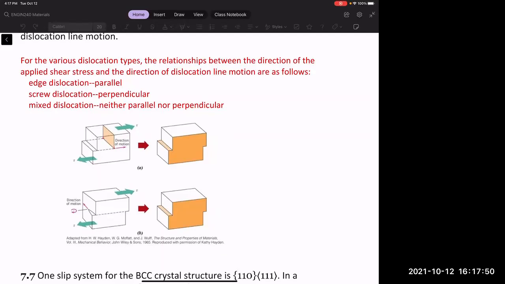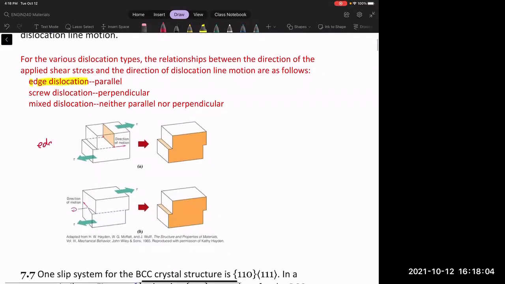Oh, sorry, I said it wrong. The edge is parallel, which is this one here. And the screw is perpendicular, so this one is the screw.